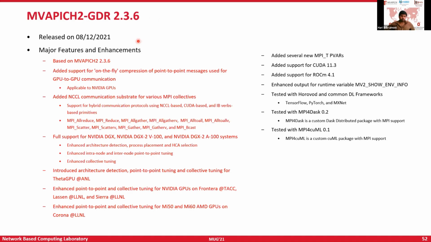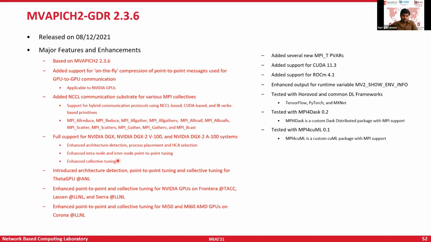Okay. So two of the biggest changes that we made was adding support for on-the-fly compression of messages and adding support for an integrated MPI plus NCCL hybrid solution for collective operations. So using this, we were able to add full support for the NVIDIA DGX-2 V100 and DGX A100 systems with enhanced support for architecture detection, process placement, intranode, internode, point-to-point tuning, as well as collective tuning.